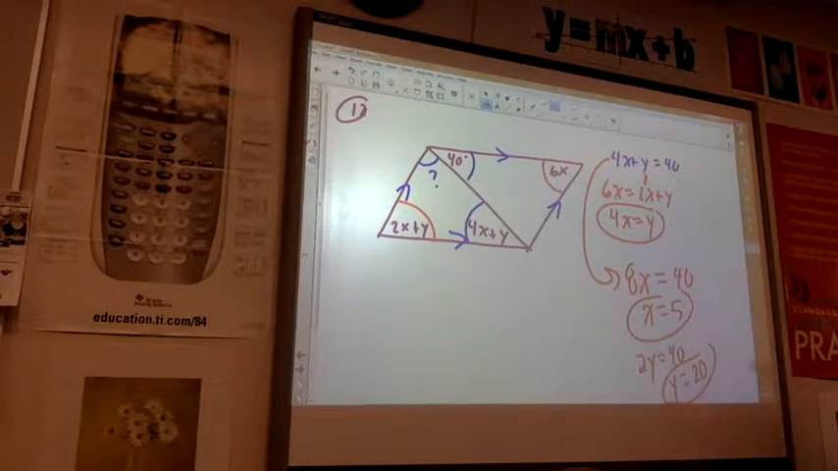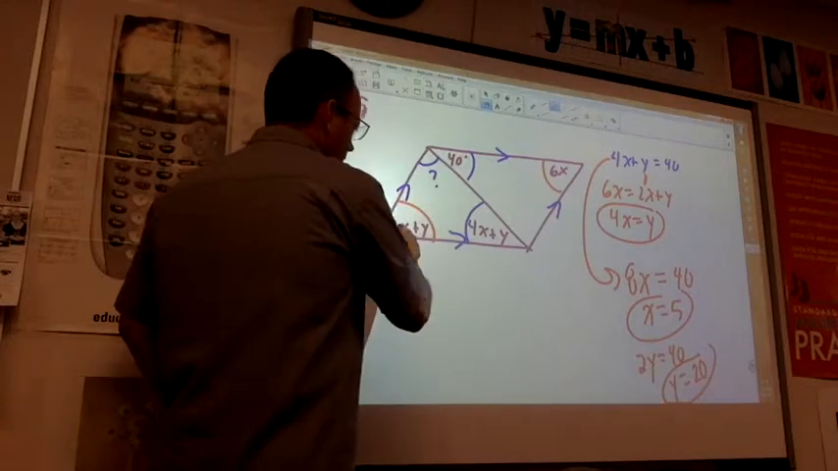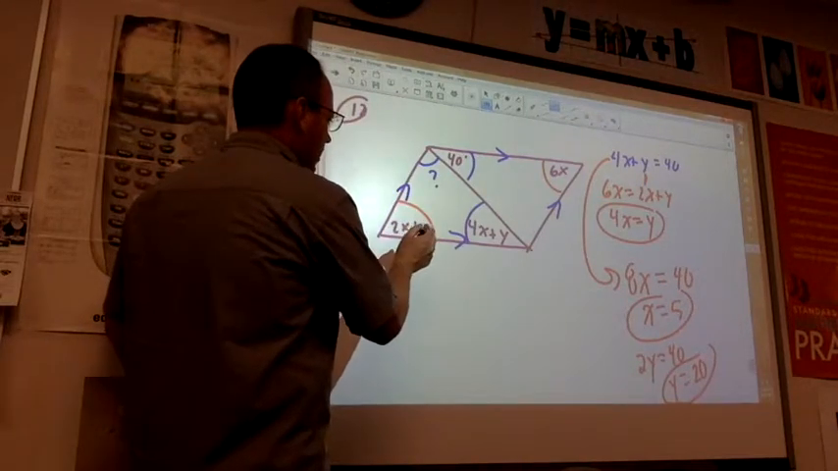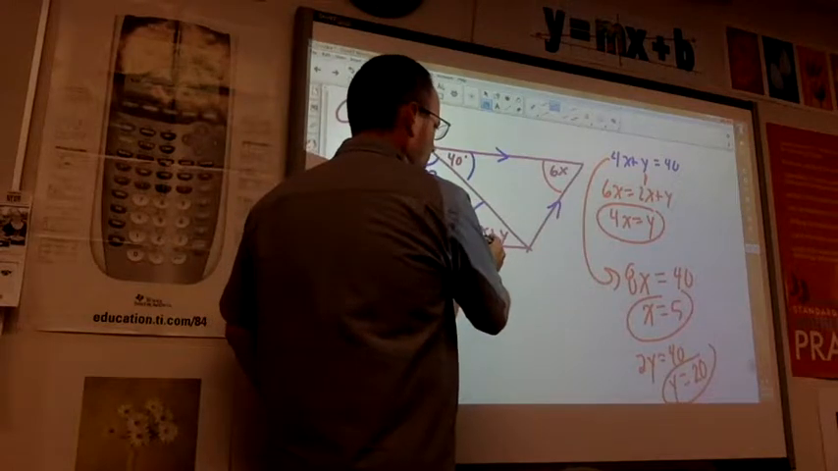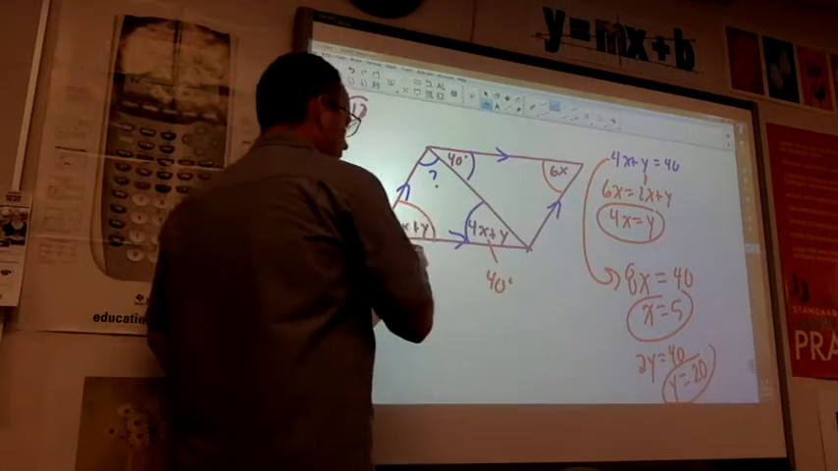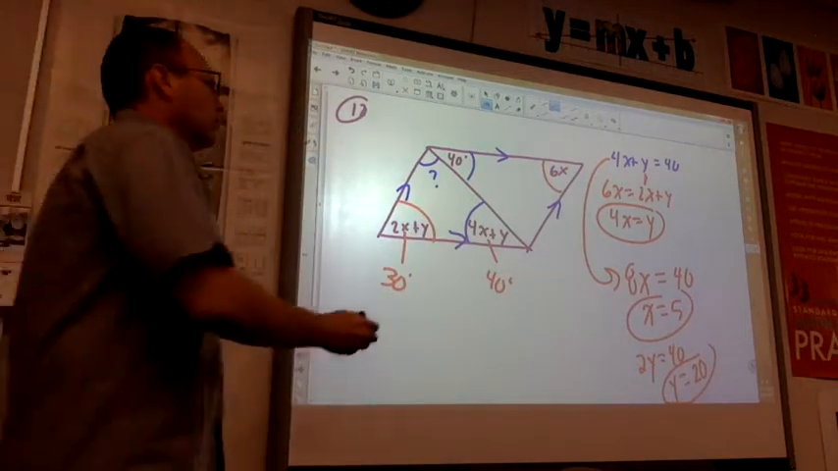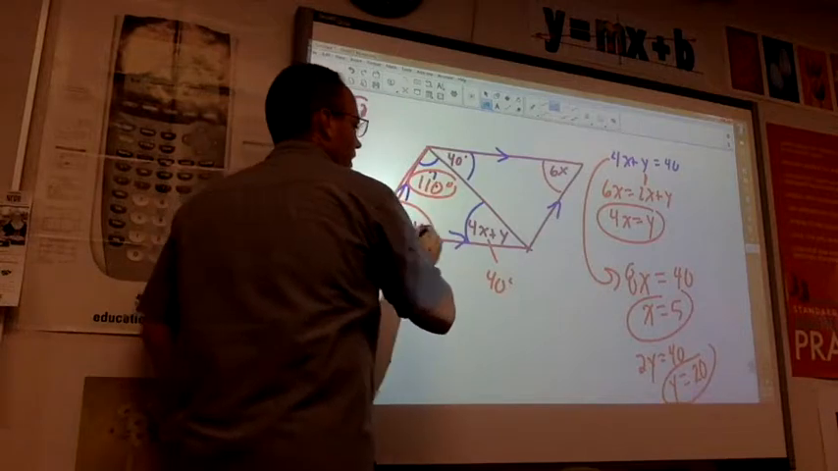And then if we wanted to find out what this last answer is, if we plug our two values in, that's going to give me 10. But this is a 30-degree angle. This is going to give me 20, 40. That's a 40-degree angle. 30 plus 40 is 70. So this has to be a 110-degree angle because of the triangle.